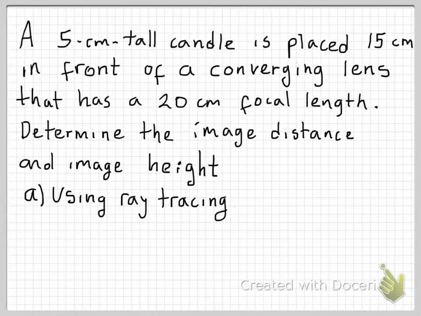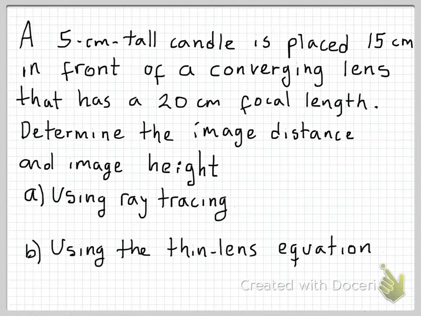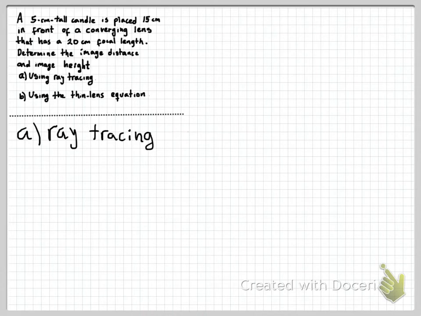We want to determine the image distance and the image height, and we want to do that using actually two methods. First one is using ray tracing. The second method is going to be using the thin lens equation. Alright, so let's get started with the first method, the ray tracing method.